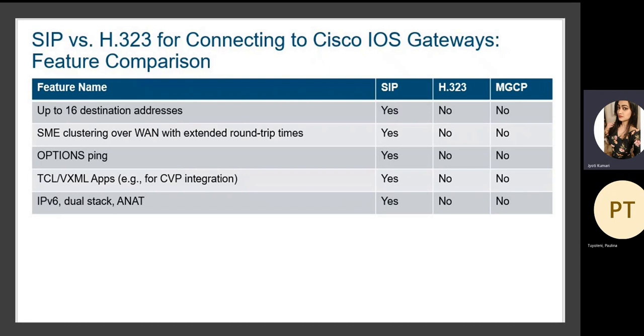Up to 16 destination addresses are supported for SIP, but not H323 and MGCP. They have limited support for destination addresses. SME clustering over WAN with extended round trip times is supported in SIP, but not H323 and MGCP. Also options ping, TCL apps like CVP integration, and IPv6 dual stack ANAT for NAT between IPv4 and IPv6 are supported by SIP, all three, not by H323 and MGCP.